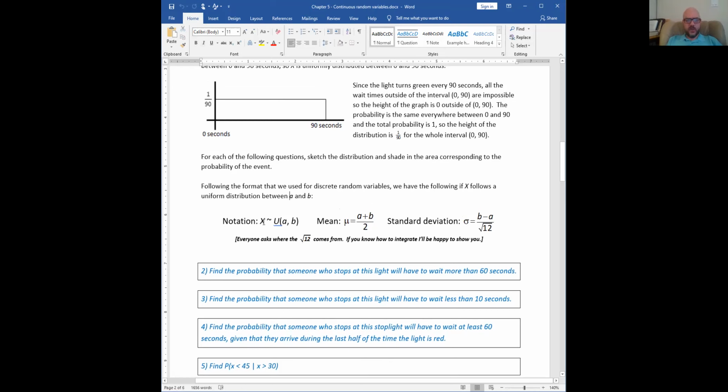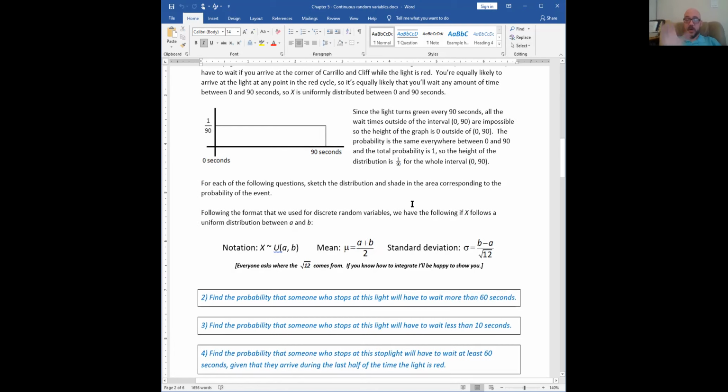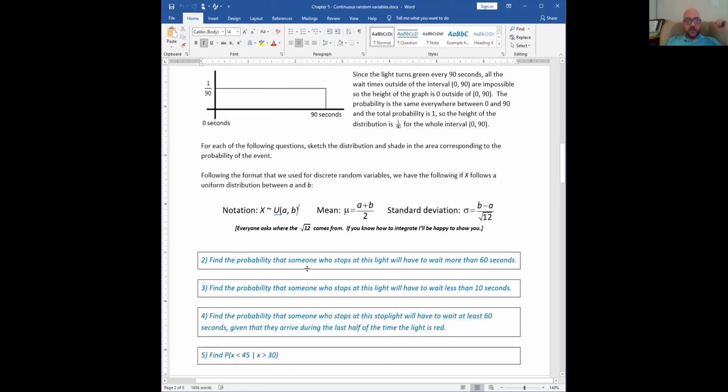Yeah, so there's our notation. We're going to say that X is approximately uniformly distributed with left endpoint a and right endpoint b, and the mean is determined in terms of the left and right endpoints, and so is the standard deviation. All right, so we want to find some probability. Now, this is the best part of uniform distributions. Probability is incredibly easy to find. It's all rectangles, right? So I want to find the probability that someone who stops at this light will have to wait more than 60 seconds. So I'm going to do that on a whiteboard. So I'm going to draw a picture.